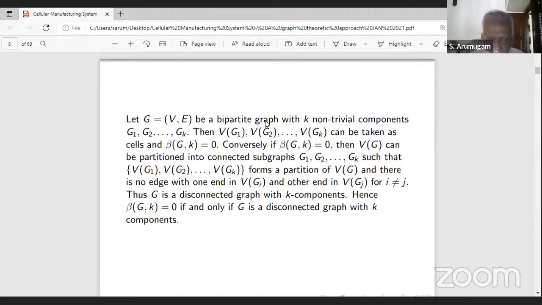So I denote this parameter by the symbol beta g comma k. Determine beta g comma k for standard graphs. That's a good problem, good research problem. Okay, determine beta g comma k for standard graphs.